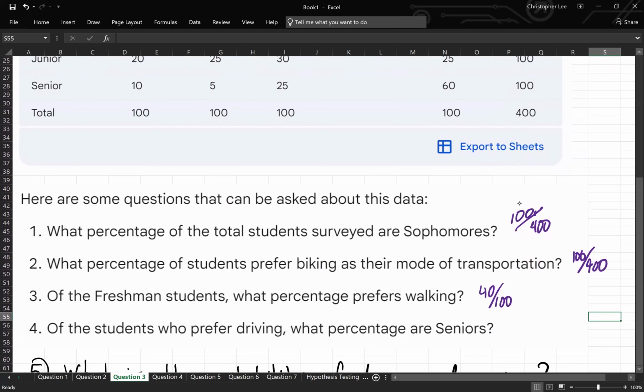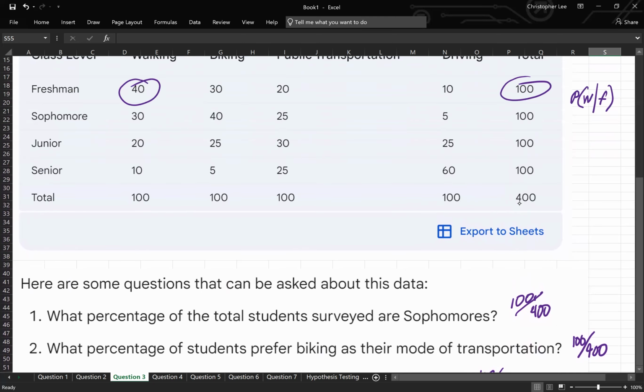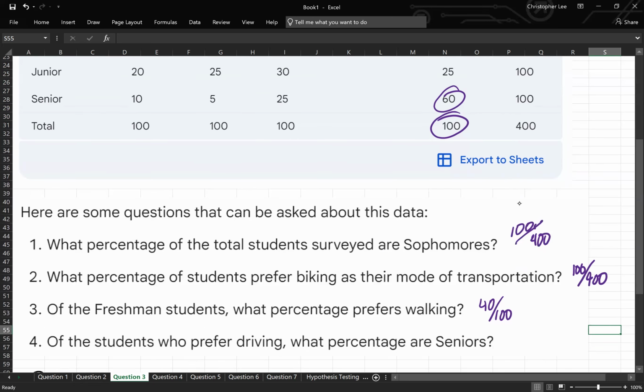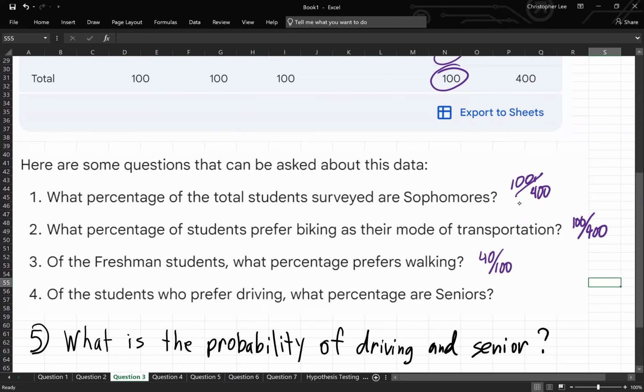Of the students who prefer driving, what percentage are seniors? Exactly. So it's this one. So out of all of the driving students, how many of them are seniors? That's what this is. So 60 over 100. Questions on anything so far?